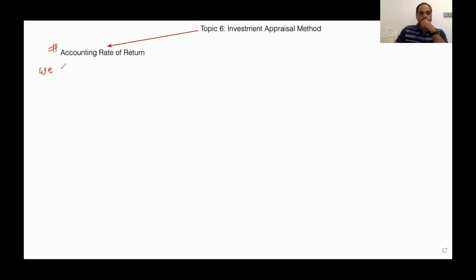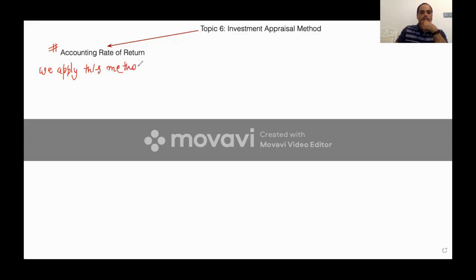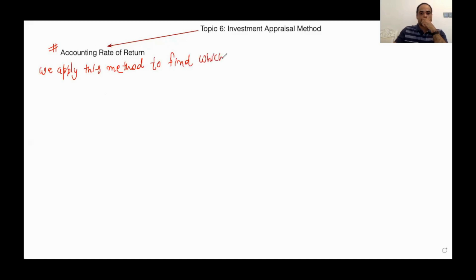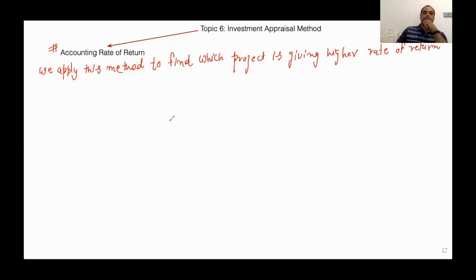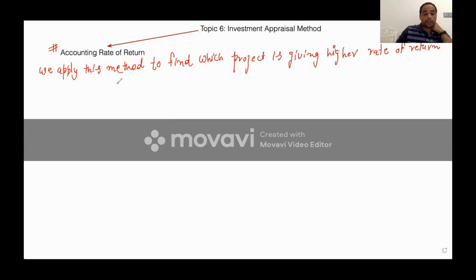So we apply this method to find which project is giving a higher rate of return. Which project is giving a higher rate of return, right? That is accounting rate of return. So what is the formula to apply this method? Obviously we have a formula to apply this method.